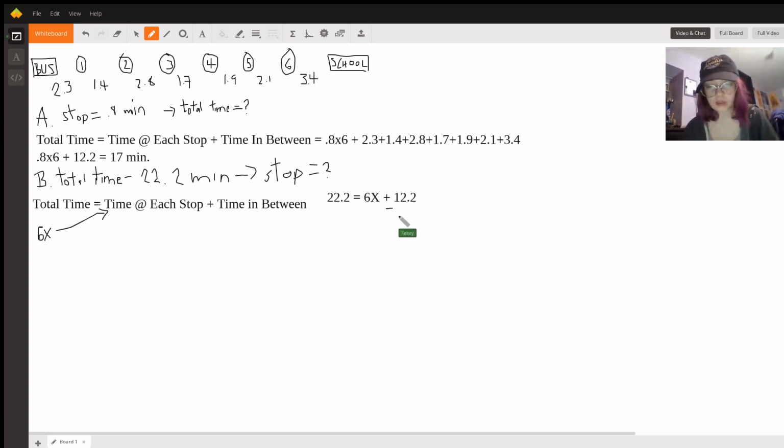So to do that, we subtract 12.2 from both sides. And we get 10 equals 6x. And then you divide by 6. And you get your final answer as 1.67 minutes.